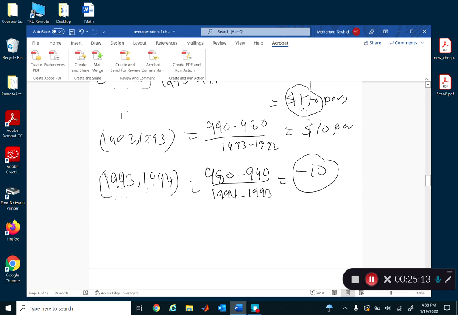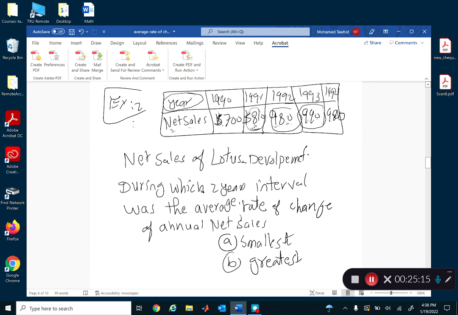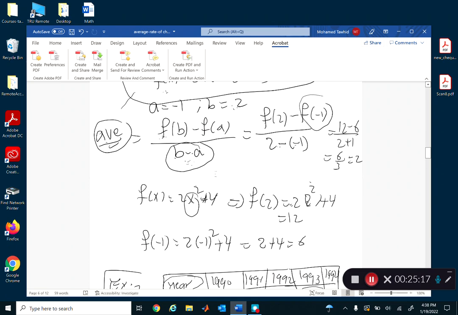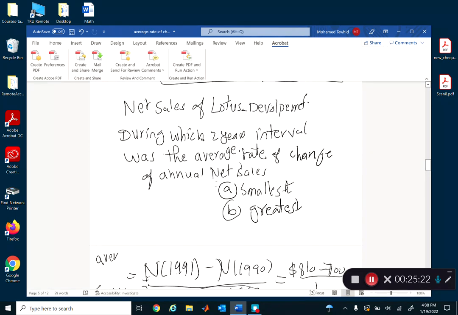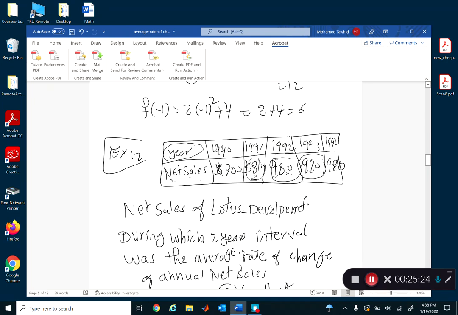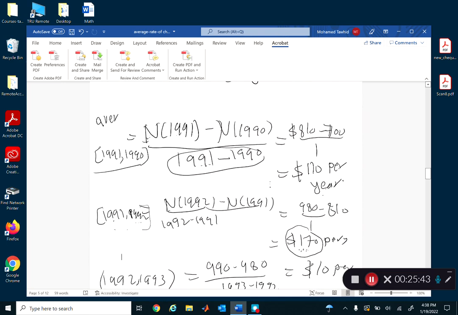So here, for the average rate of change, in the first example I gave you f of x as a function. Look what you have for this example: 2x squared plus 4. That is given. But for example number 2, f of x is not given, they give you the table. So the table means here, 1993, the value of your f, net sale, is 700. So from the table I can compute the change of your net sale over the interval to compute the average rate of change, right?